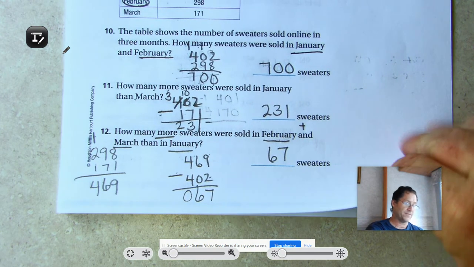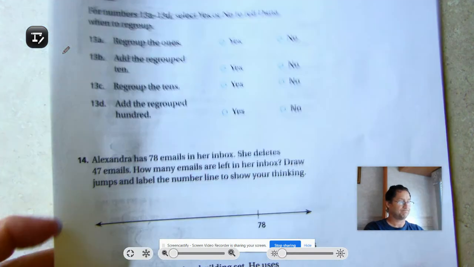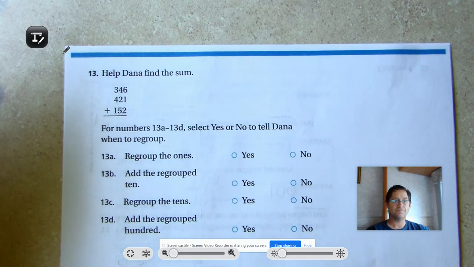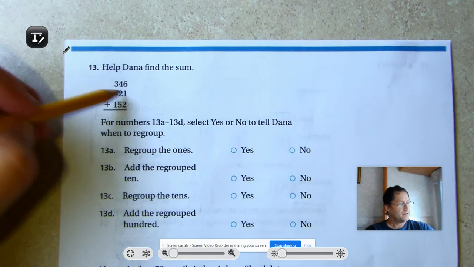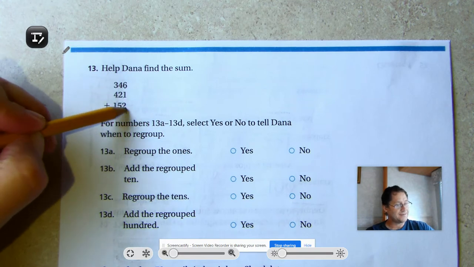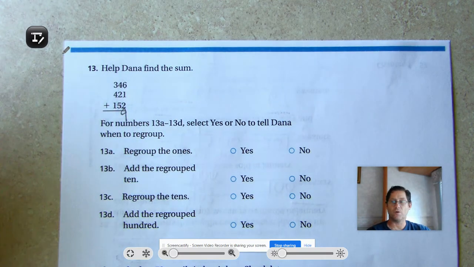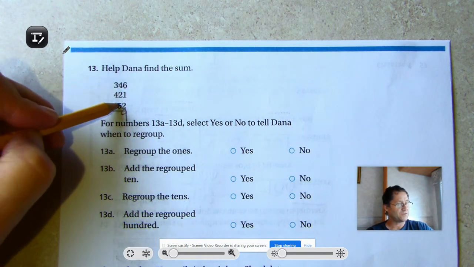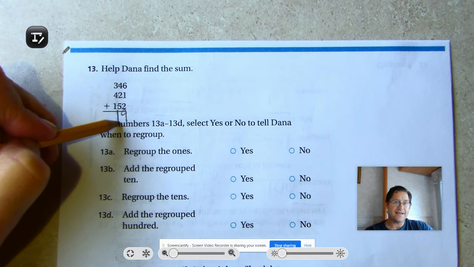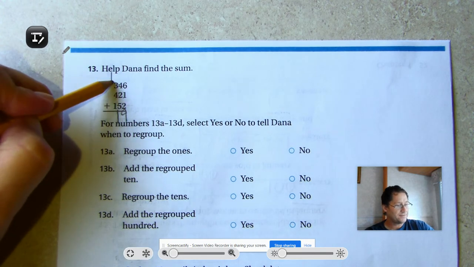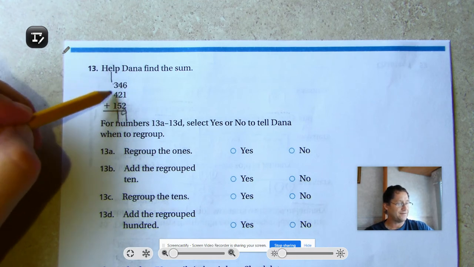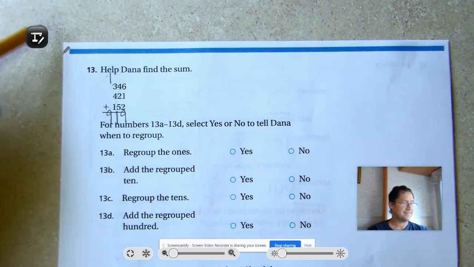All right, move on to page 58. Number 13. Help Dana find the sum. All right. 6 and 1 is 7, plus 2 more is 9. We don't have to regroup the ones, so let's go to the tens. 4 and 2 is 6, plus 5 more is 11. We do have to regroup the tens as 100 and 10. And now let's add the hundreds. 4, 7, 8, 9. 919.